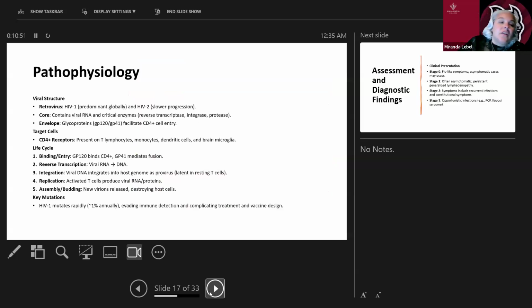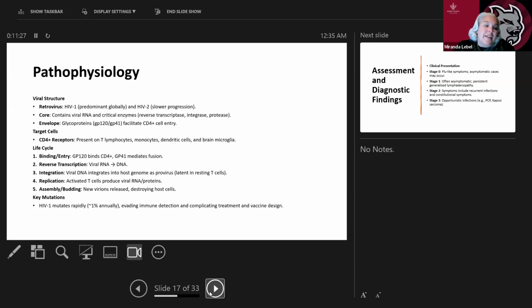So pathophysiology: we have a retrovirus. So we have HIV-1 and HIV-2. This contains viral RNA and critical enzymes: reverse transcriptase, integrase, and protease. The envelope has glycoproteins that facilitate CD4 cell entry. The target cells are going to be those CD4 receptors. They're present on T lymphocytes, monocytes, dendritic cells, and brain microglia.